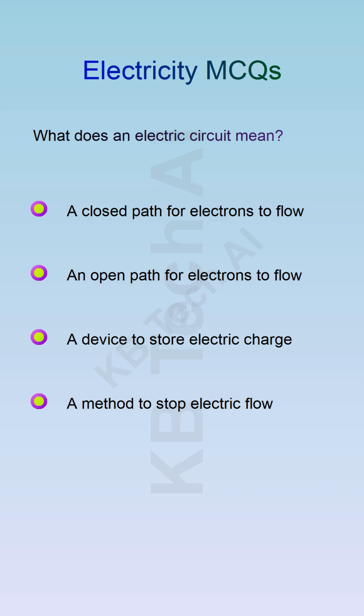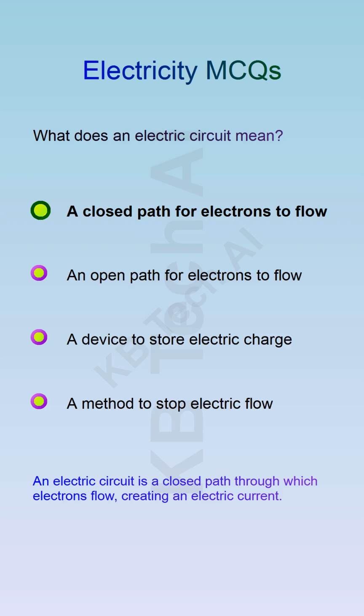What does an electric circuit mean? Option 1, a closed path for electrons to flow. Option 2, an open path for electrons to flow. Option 3, a device to store electric charge. Option 4, a method to stop electric flow. The answer is, option 1, a closed path for electrons to flow.